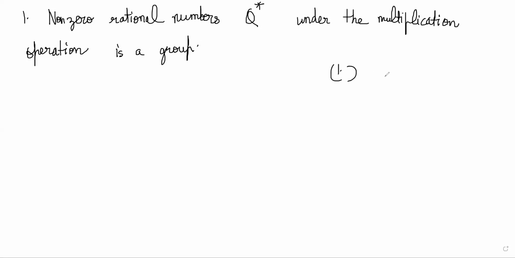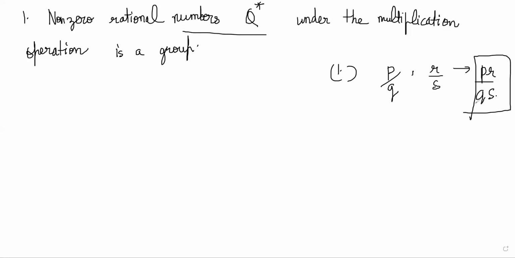So if you think of the first property, is the set closed under the multiplication operation? Yes, because you can take any two non-zero rational numbers p/q and another r/s, and the product pr/qs is also a non-zero rational number, right? There is no issue here because by definition q and s are non-zero because it's a rational number, and p and r are also non-zero because the set has only non-zero rational numbers. So the product of those two is also an element of the set. So the operation is definitely closed under multiplication.